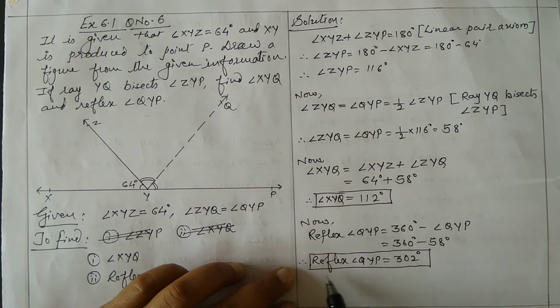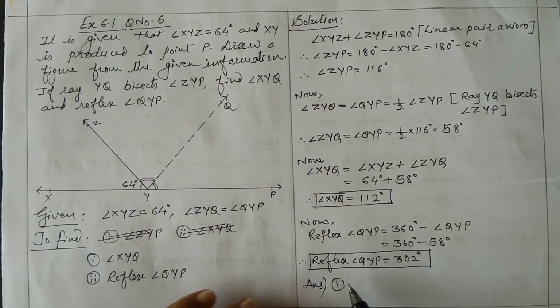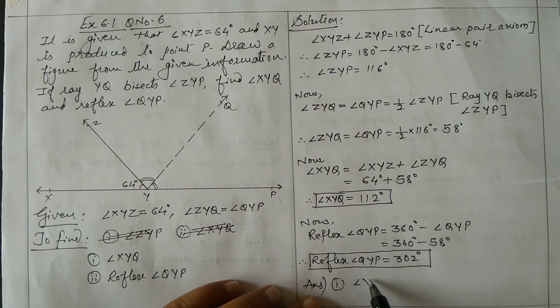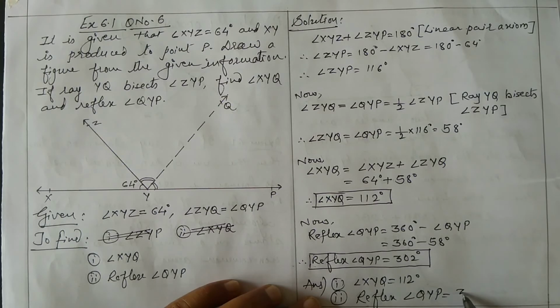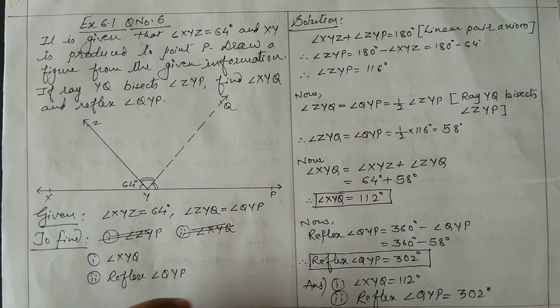So you have highlighted. You want to write the answer? You can write the first one. The order in which it is given to find, in the same way you have to write first. Angle XYQ is 112 degrees. The second part is reflex angle QYP is 302 degrees. Hope you have understood this question.